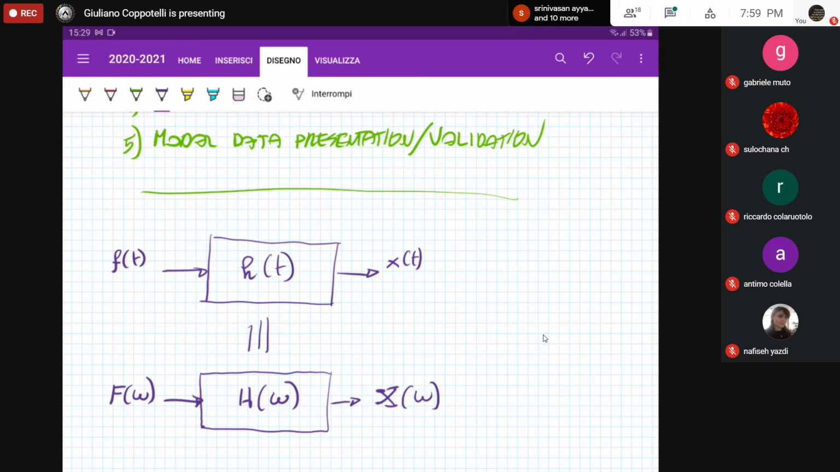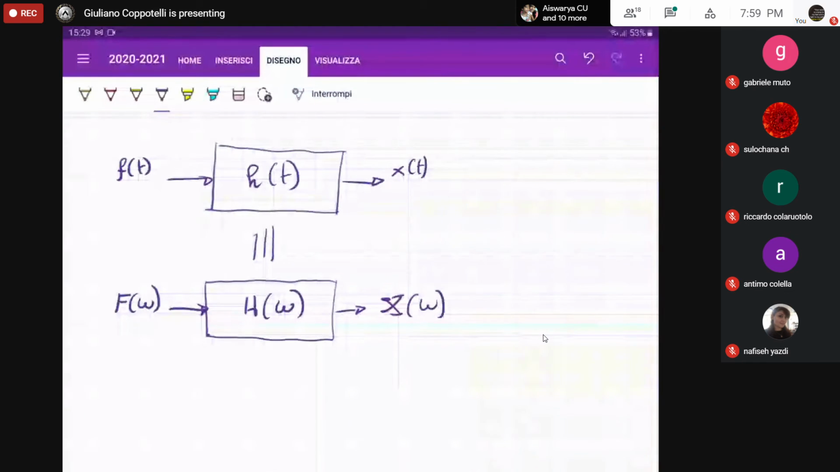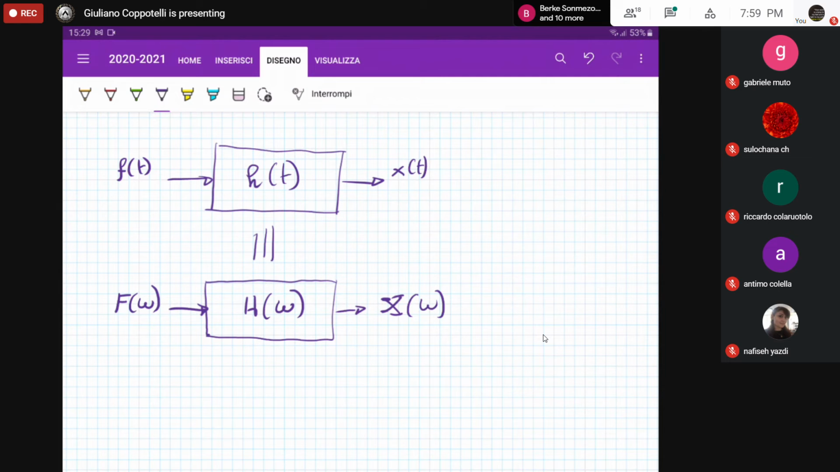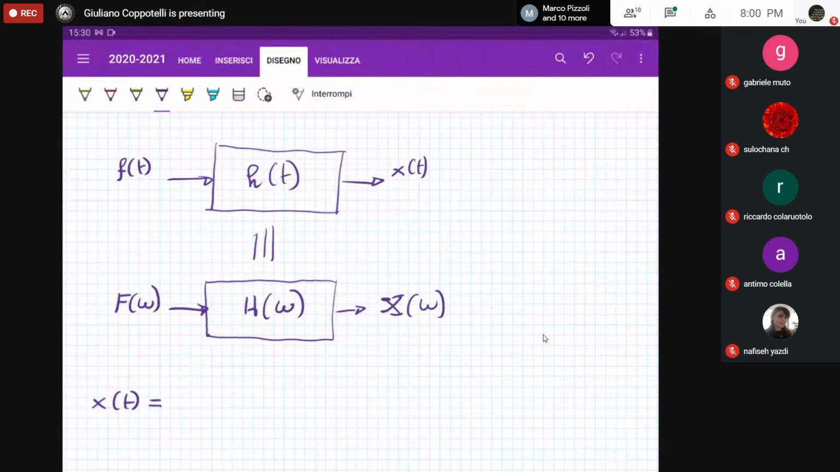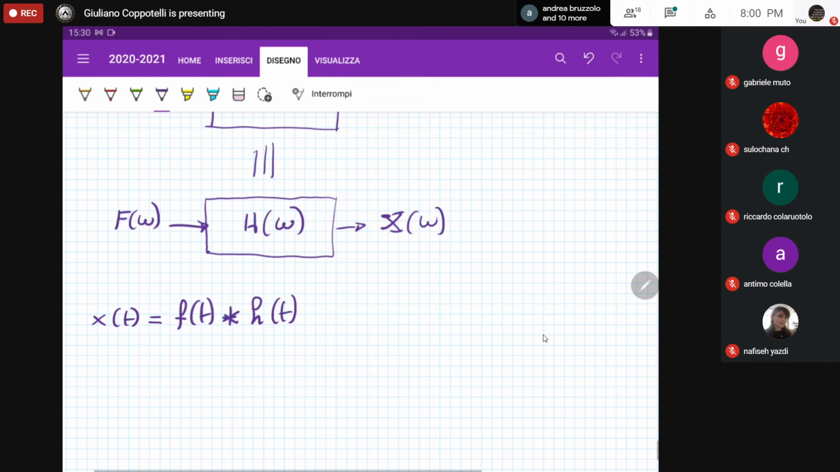Now, in the time domain, just to be sure that we are talking the same language, in order to have your output response x(t), we have just to make the convolution of whatever input and whatever function is representative of your system. So you have to take this f(t), that is the convolution with the impulse response function, or the integral, if you remember well.